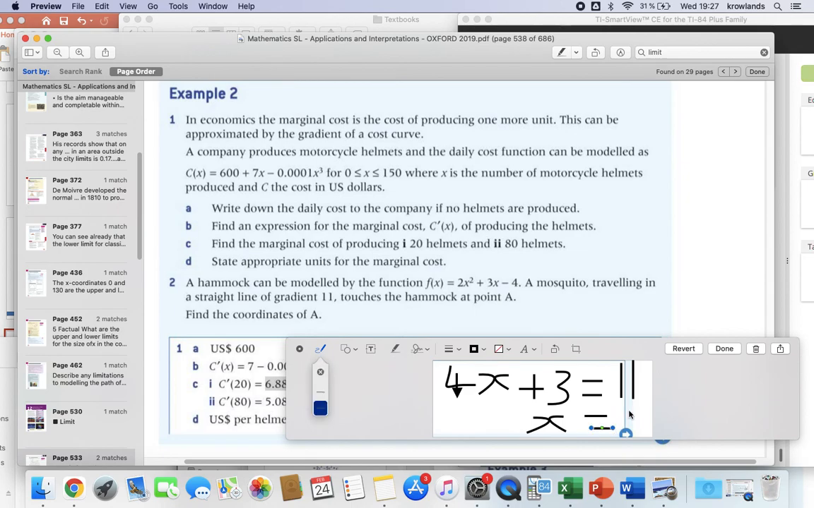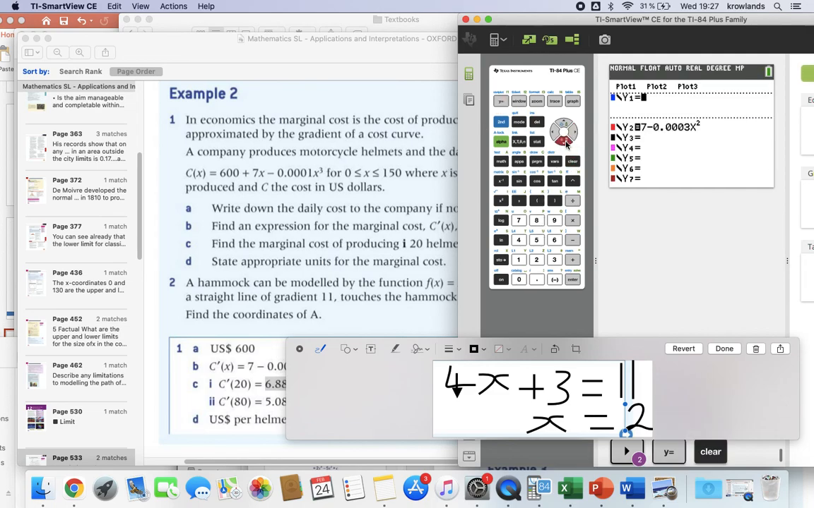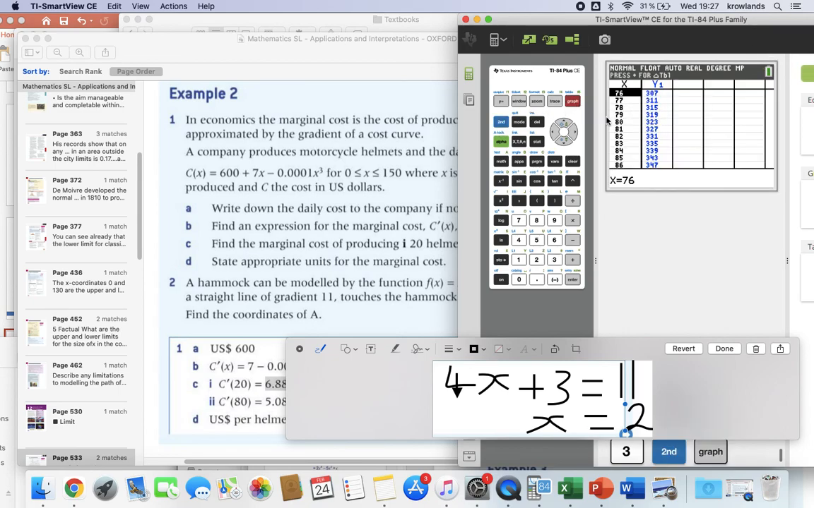Again, if you're not happy solving basic equations, which I'm sure you are, you can go onto the calculator, click y equals, click clear, go up here, press 4x plus 3, and then we want to see when this equals 11. We press second table, we scroll up. This is a lot of work when you could just do some basic maths for me. And eventually you're going to see that when y equals 11, which is here, x equals 2.